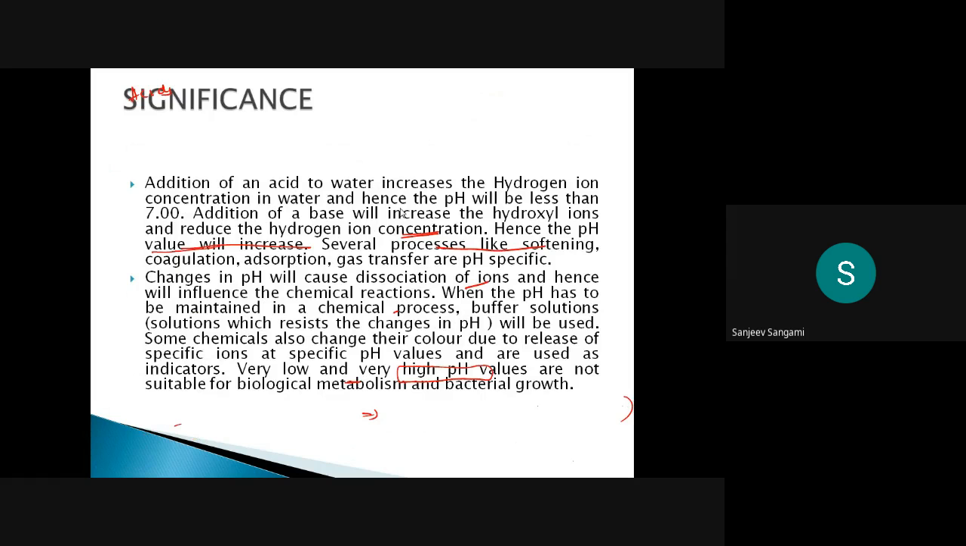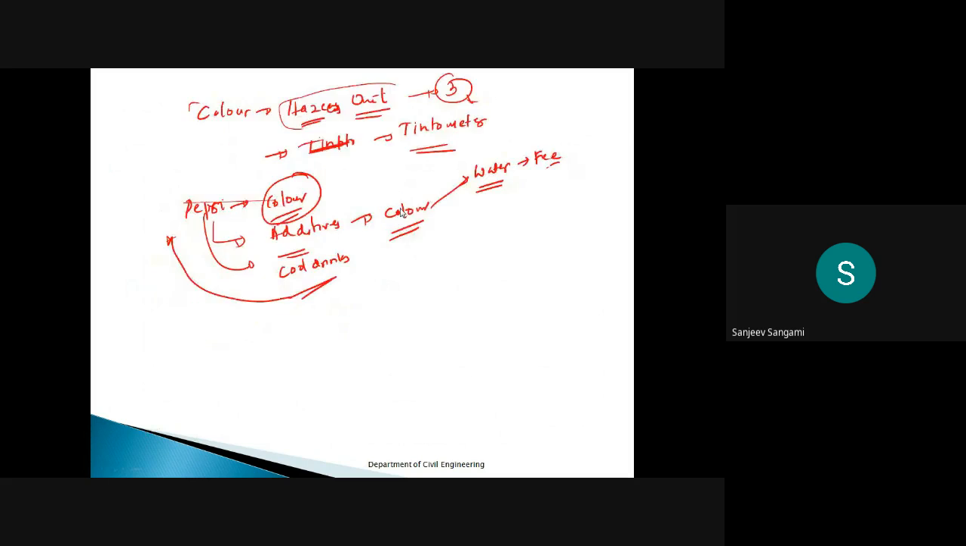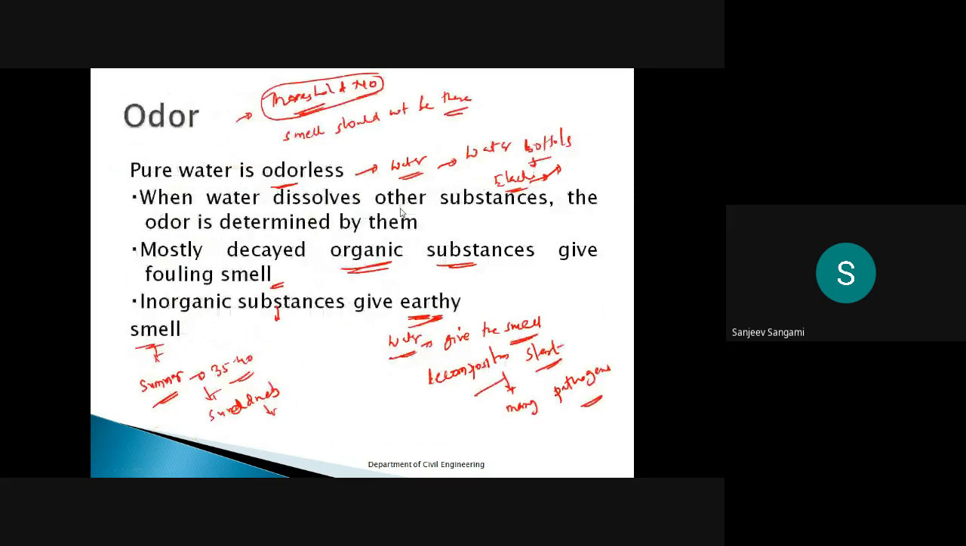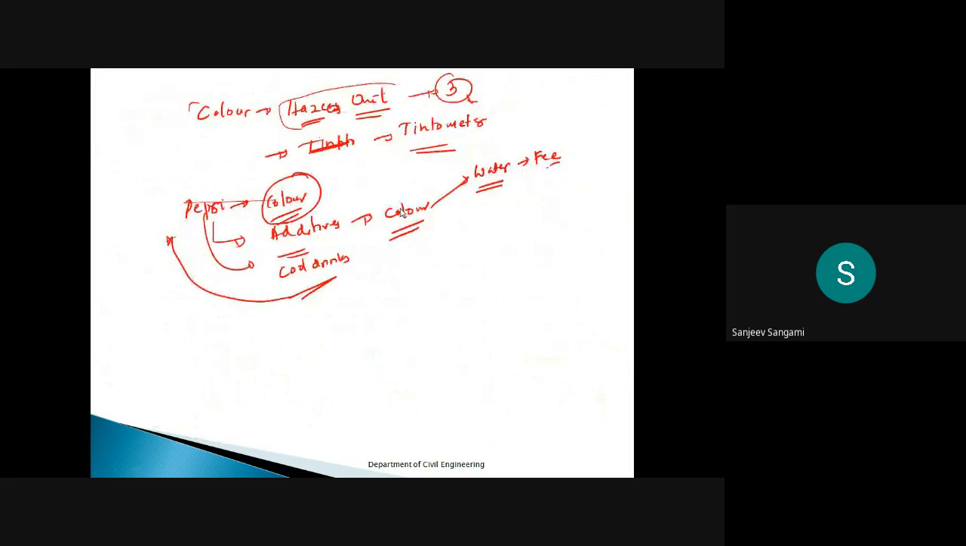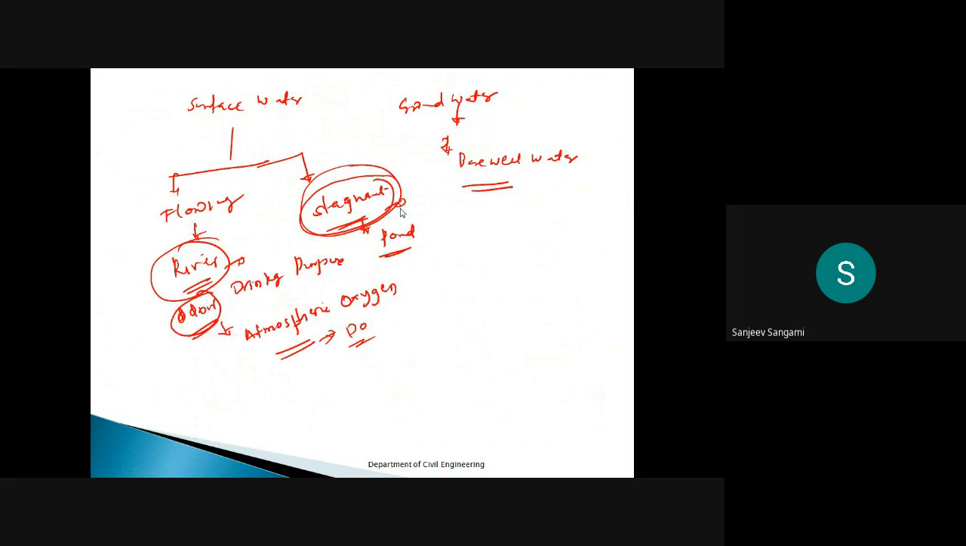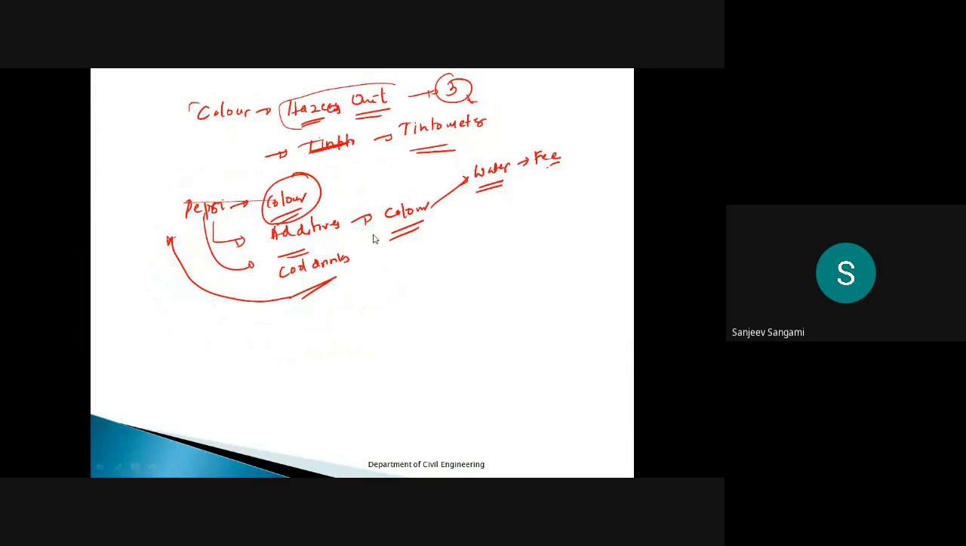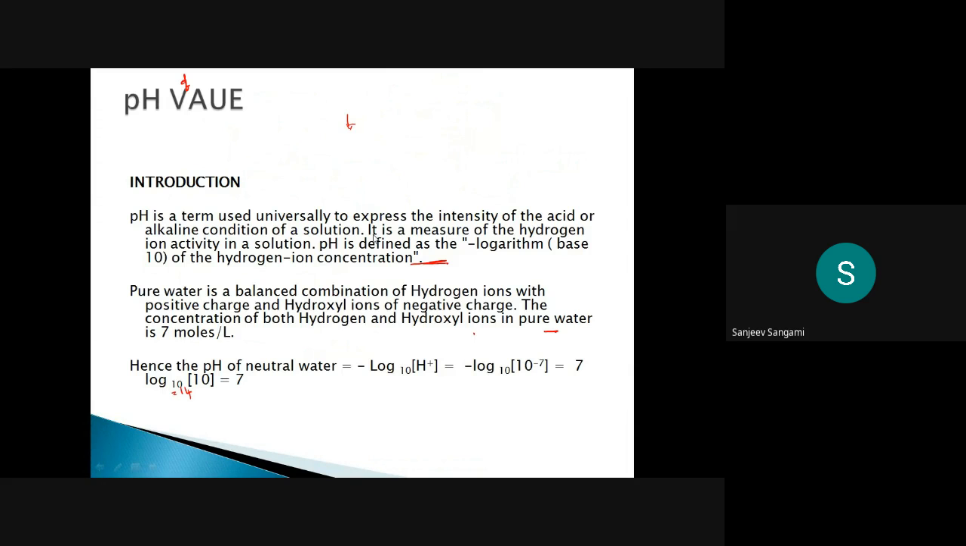We covered the temperature, odor, then turbidity, and we also saw the principle behind turbidity. That also we observed, and pH value, what will be the range. That also we have discussed.